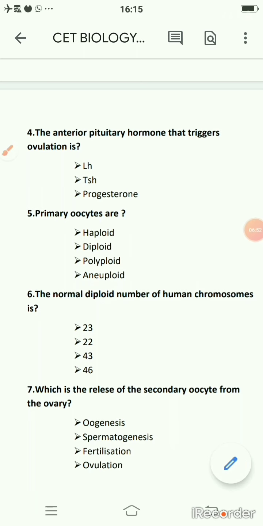Fine. Okay, what is TSH? TSH is thyroid stimulating hormone. This is not the answer. As you know, progesterone is the pregnancy hormone.